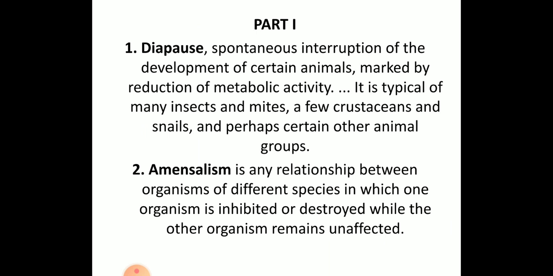So first question of part A, that was diapause. It is nothing but the interruption which mainly occurs during the development of animals. What happens is, once they want to undergo diapause, their metabolic rate automatically goes down. These are mainly seen in insects, crustaceans, snails and many other groups of animals.